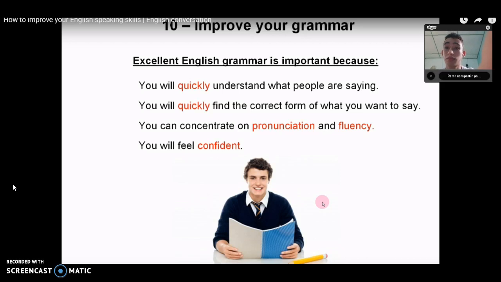Is that correct? What do you think about that? It is correct. Yeah, I mean, you will understand people if they are saying something if you know the grammar, or is grammar not important for you? Yes, it is important. It is really important. Tell me, why?